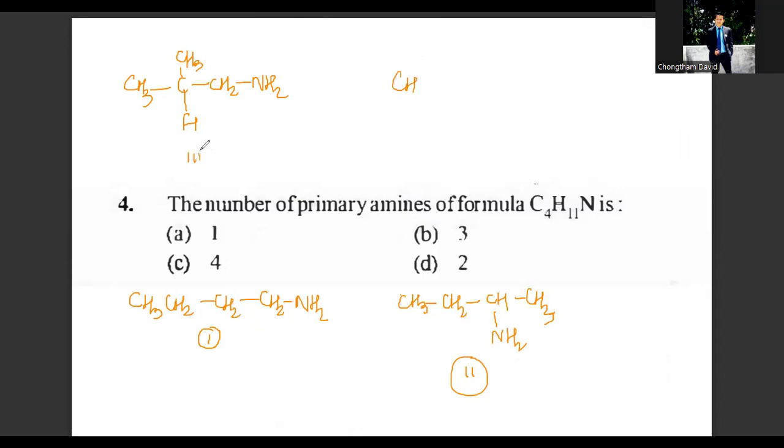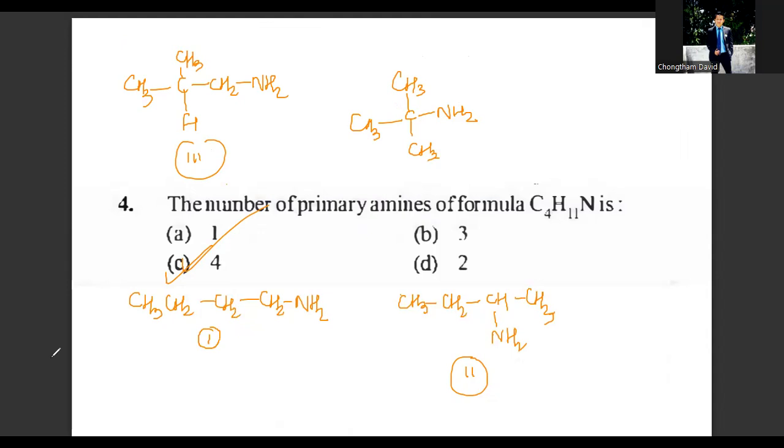Structure number four, we shall see how many possible structures can be drawn. So if you look at these structures, you can answer that the number of primary amines that can be formed with the formula C4H11N will be 4. Okay, these are all primary amines.